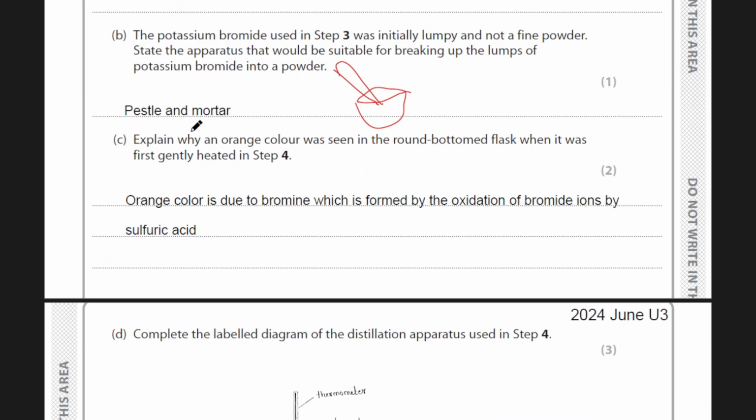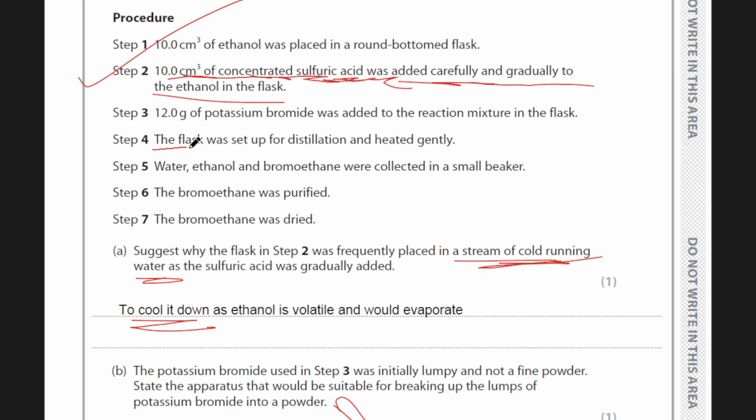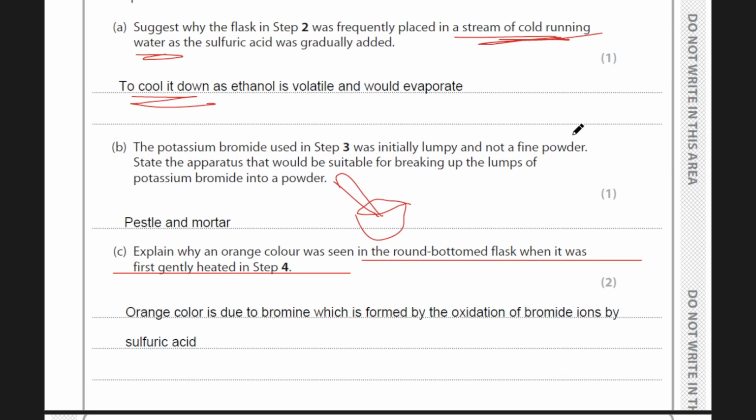Now, the next question is: explain why an orange color was seen in the round bottom flask when it was first gently heated in step 4. Well, in step 4, the flask was set up for distillation and heated gently. First of all, the orange color is obviously going to be due to bromine. Why? Because bromine is produced by the oxidation of bromide ions by the sulfuric acid.